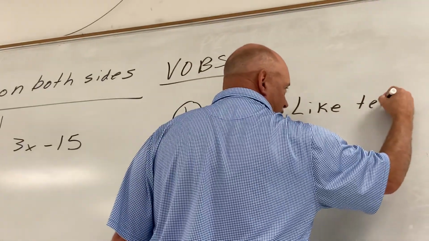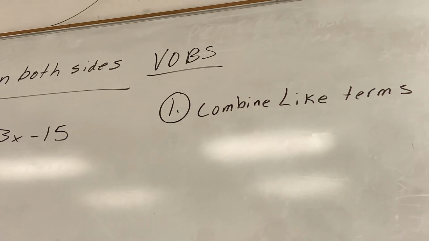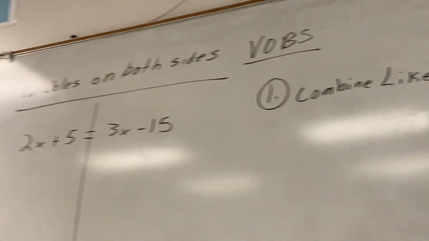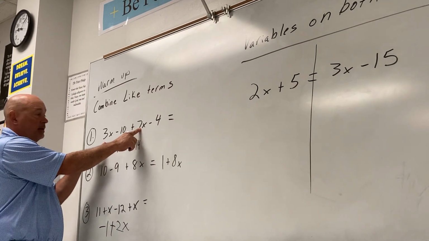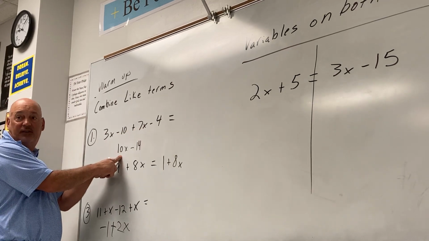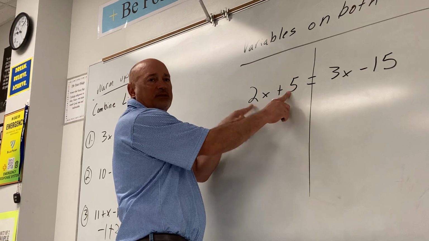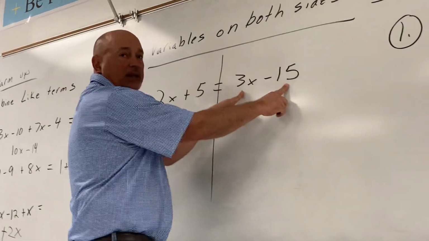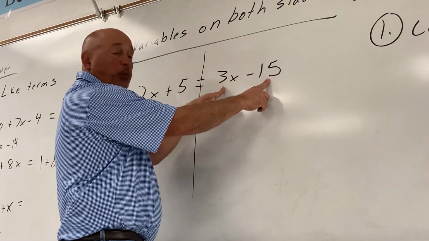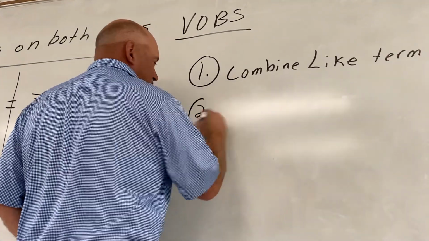Now, combining like terms is what we did on the warm-up. Are you with it? Like if I've got 3x and 7x on the same side, we can combine them to 10x's. Are you with me? So, can I combine either one of these? No. Can I combine either one of these? Nope. So, step 1 is not applicable in this problem. Let's go to step 2.